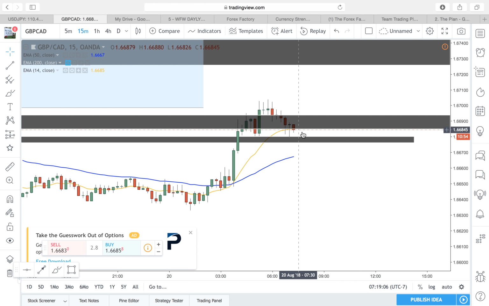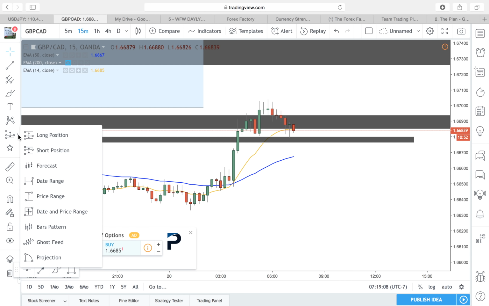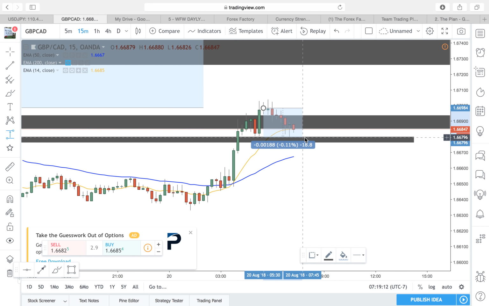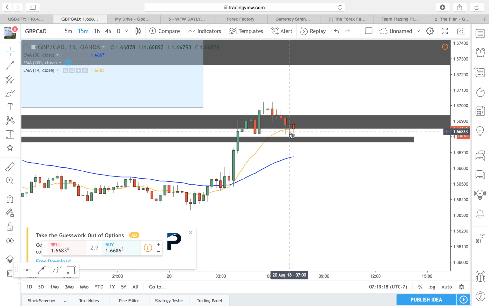See, the news brought it down, because the news was positive for CAD. So the news brought it down. And you see we went down around 18 pips just from the news. And now we're hitting support, a little minor supply zone, and we're going to probably reject before going bullish. So I am looking for entries on GBP CAD.